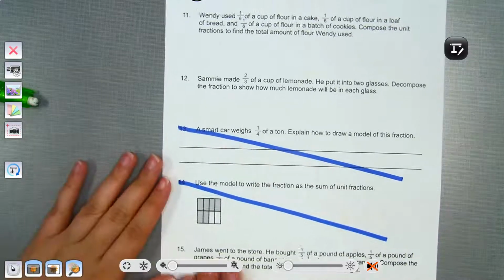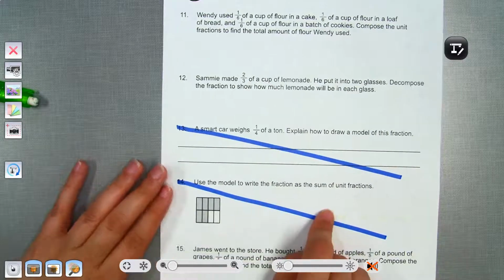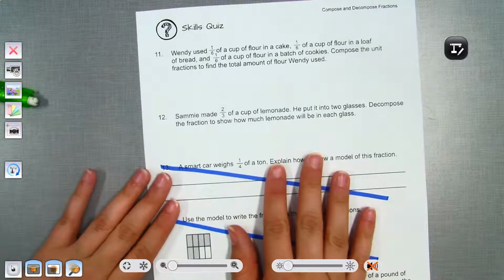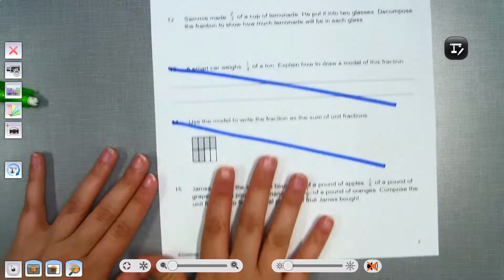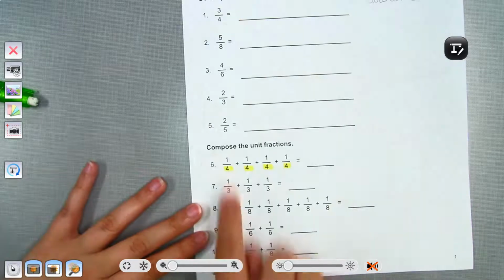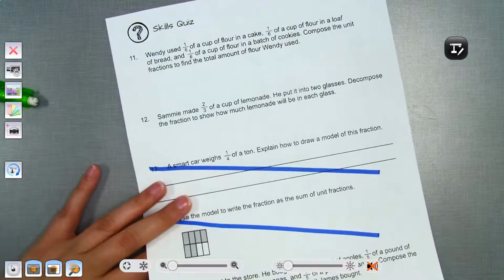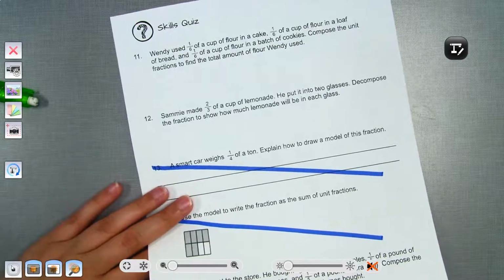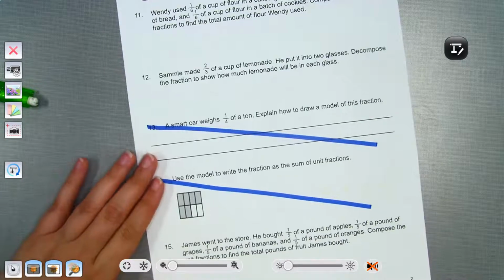On the back, you have 11, 12, and 15. You can mark out 13 and 14. These are word problems. I know we haven't done word problems. I'm not going to take a grade on the back part, but I am still going to look at it and give you feedback. I am taking a grade on 1 through 10. Okay, so 1 through 10 is going to be for a grade. The back, I want to see what you can do, and then I'm going to let you know how you did on 11, 12, and 15.